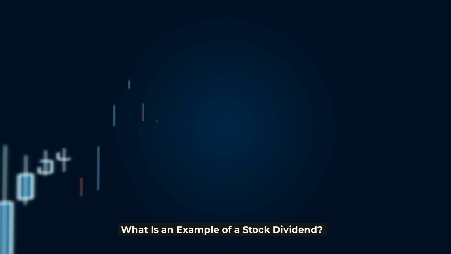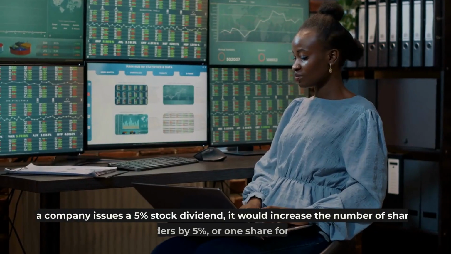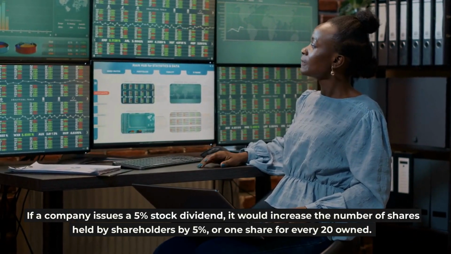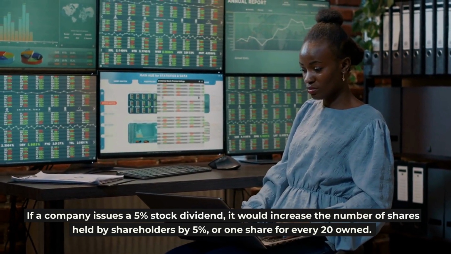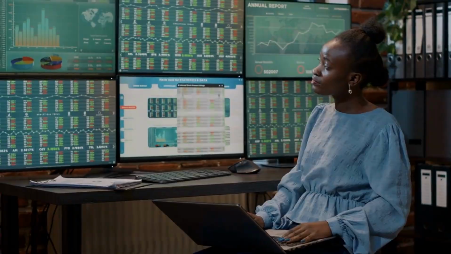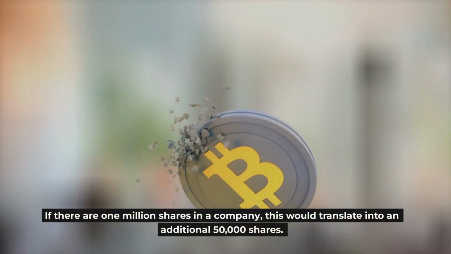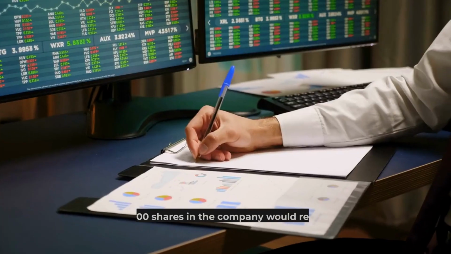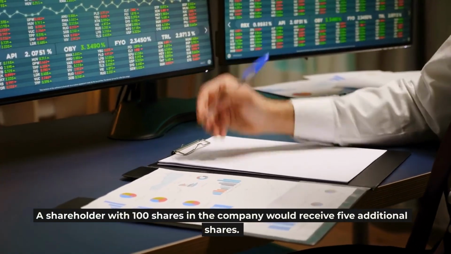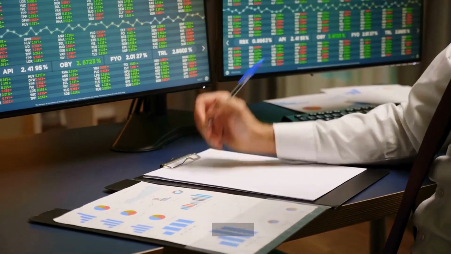What is an example of a stock dividend? If a company issues a 5% stock dividend, it would increase the number of shares held by shareholders by 5%, or 1 share for every 20 owned. If there are 1 million shares in a company, this would translate into an additional 50,000 shares. A shareholder with 100 shares in the company would receive 5 additional shares.